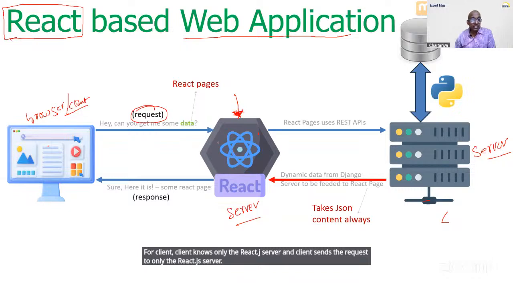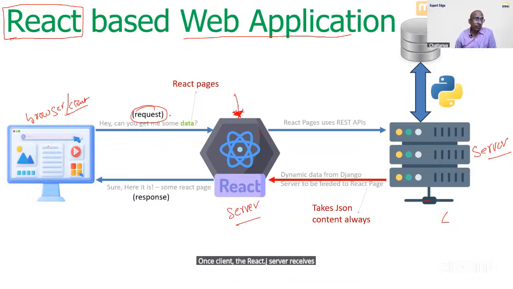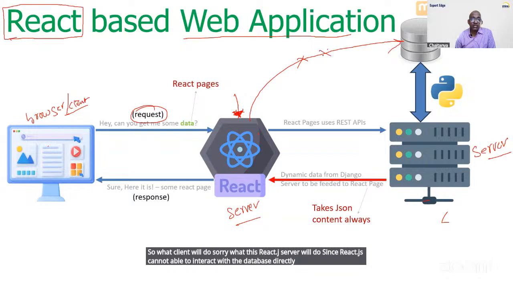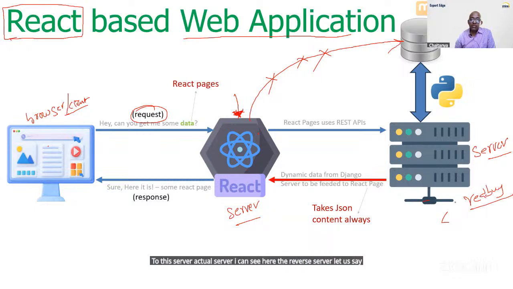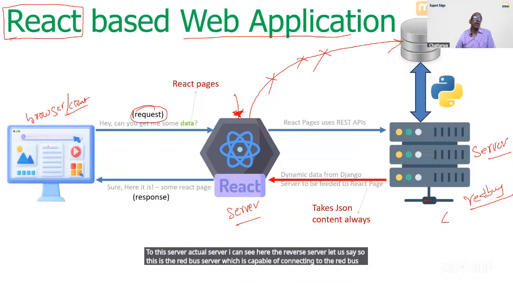Once the React JS server receives the request from the client or browser, what will this React JS server do? Since React JS cannot interact with the database directly, whatever is requested in that request, the React JS server is going to create one more request to this actual server. I can say here the Redbus server, let us say. This is the Redbus server which is capable of connecting to the Redbus database and fetching all the bus information and passenger information, etc.